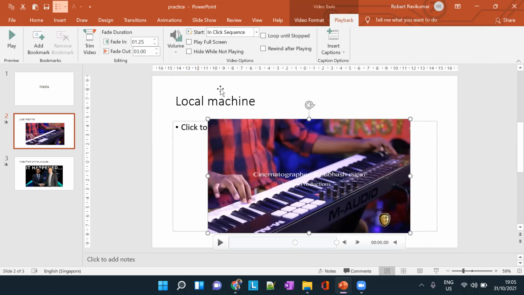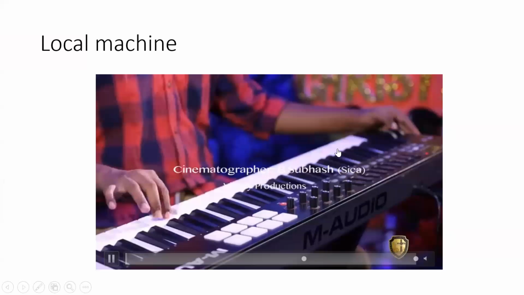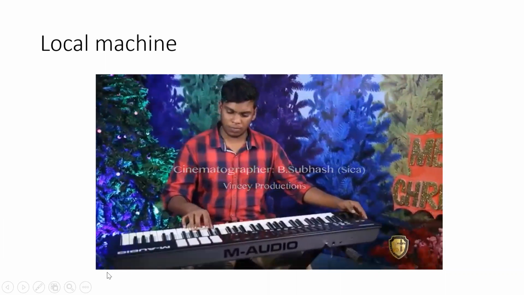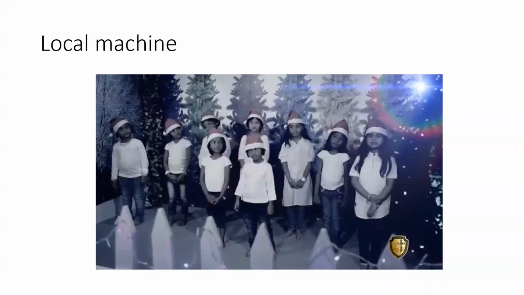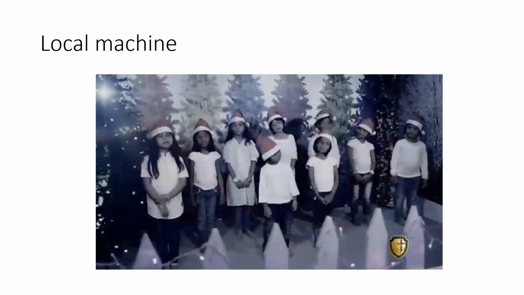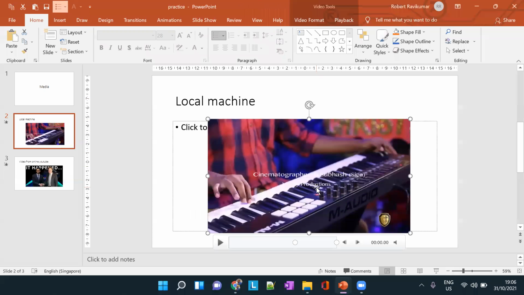But if you want to start the video automatically when you move to the particular slide, we can do that. There is an option called start: play the video automatically or when clicked. In click sequence, we'll choose automatically. Once you choose automatically and save it, and I go to the next slide, it starts automatically. I didn't click the play button here, but it started automatically. So this is how you start the video automatically or by using the play button.